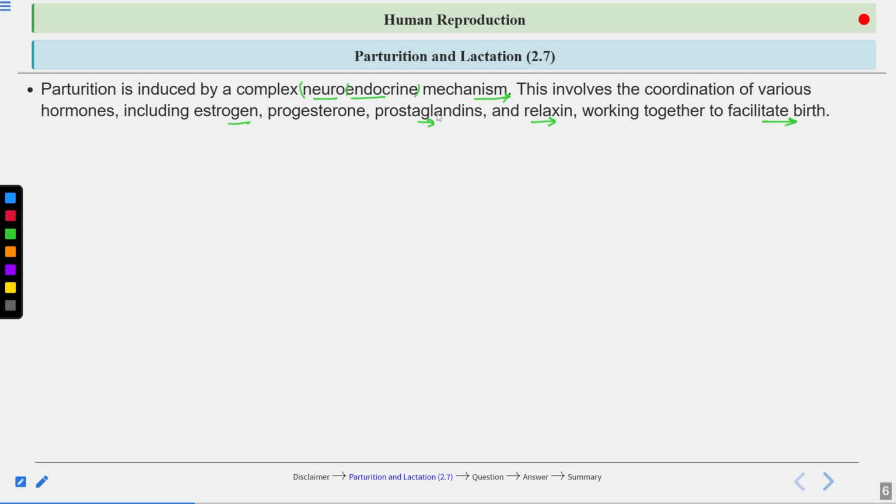Estrogen and progesterone maintain the pregnancy and the uterine wall. What does relaxin do? It relaxes the ligaments and the muscles, it widens the cervix, and it prepares for the childbirth. Clear?